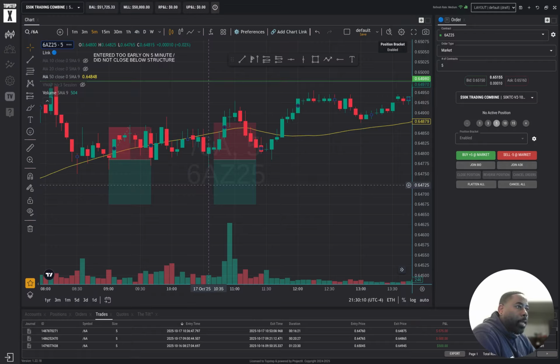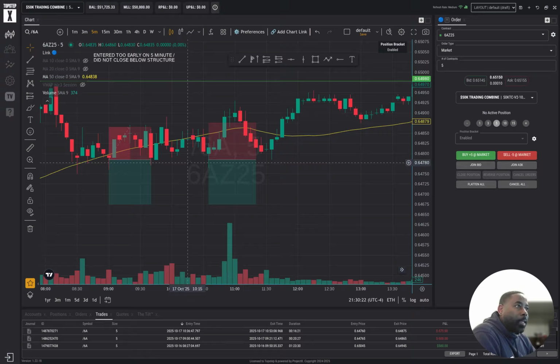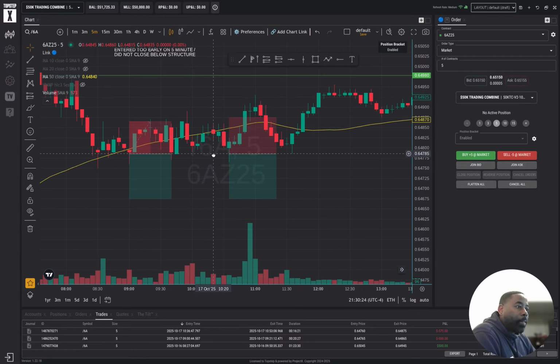So I was still watching. If you see here, this is the candle where I got in the second time, right here. Let me slide this over just so you can see. Got in on this candle right here. So this did the same exact thing.